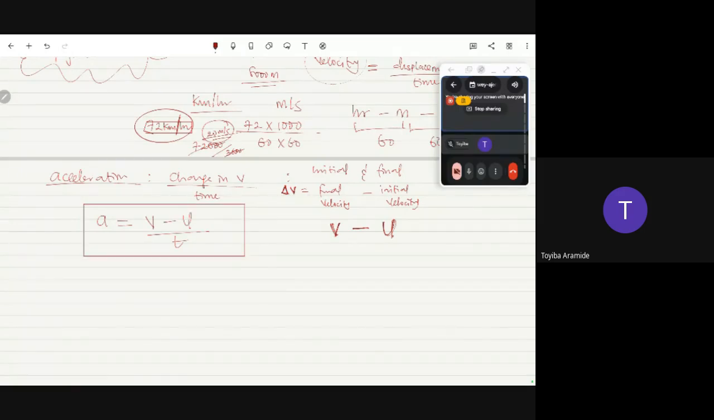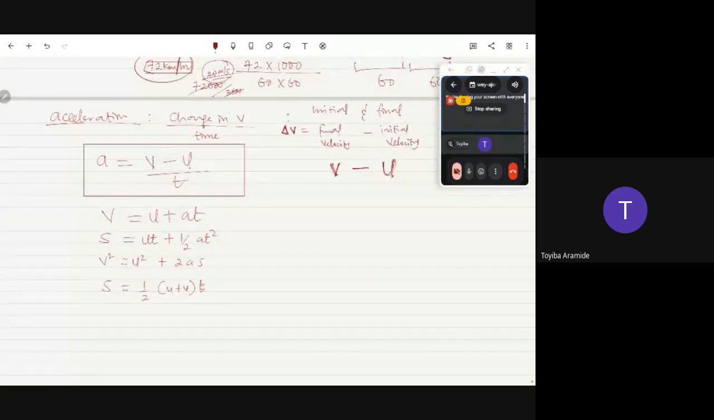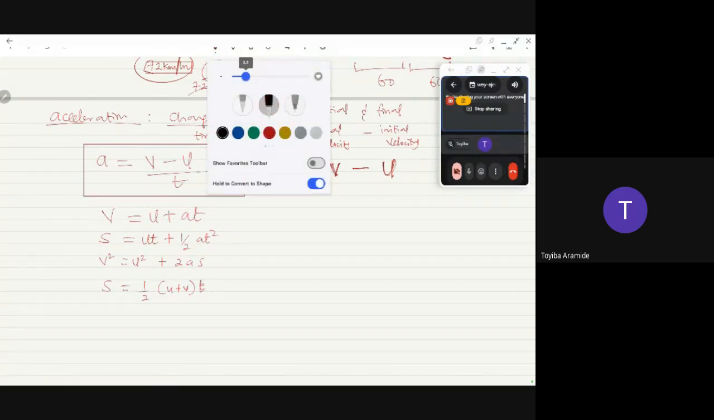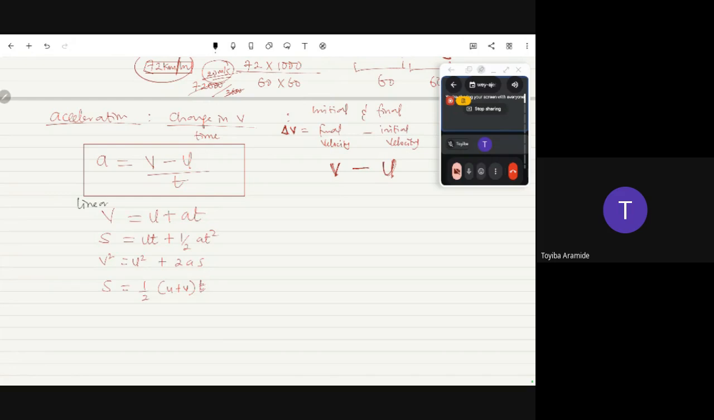It is this formula that metamorphosed into V is equal to U plus AT. And also S is equal to UT plus half AT squared. And also V squared is equal to U squared plus 2AS. And S is equal to 1 over 2 (U plus V) times T. Now, these four formulas are for rectilinear, linear motion. We are going from left to right. Formula number 1, formula number 2, formula number 3, formula number 4.